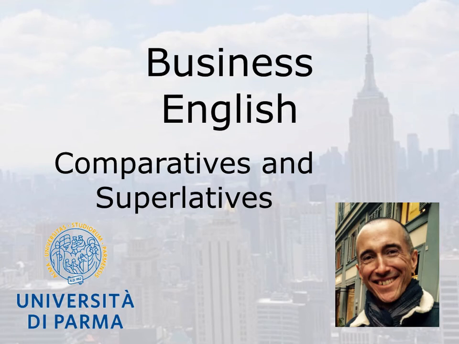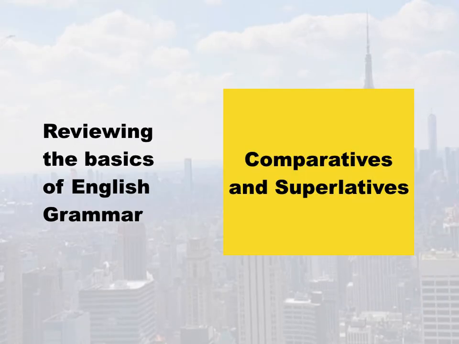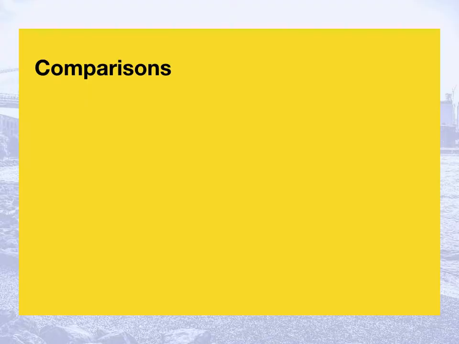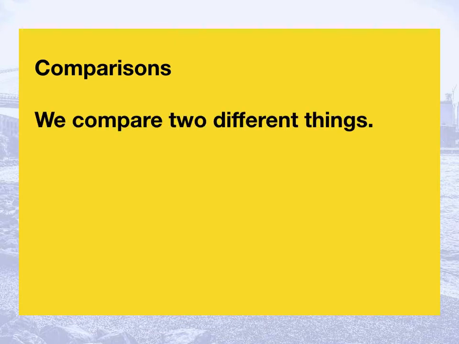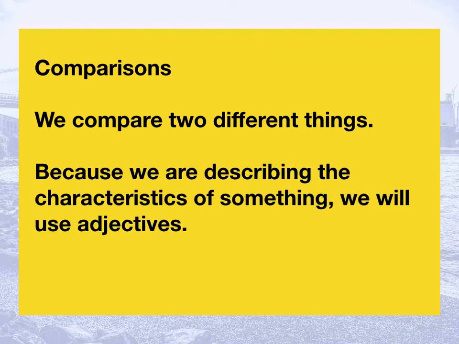Hi everybody. Today we're going to be looking at comparatives and superlatives in English, part of our review of the basics of English grammar. So as we look at comparatives and superlatives, we're going to first talk about making comparisons in English. Now the key point to really pay attention to is that when we're making a comparison, we are comparing two different things. Because we're describing the characteristics of something, we'll use adjectives.